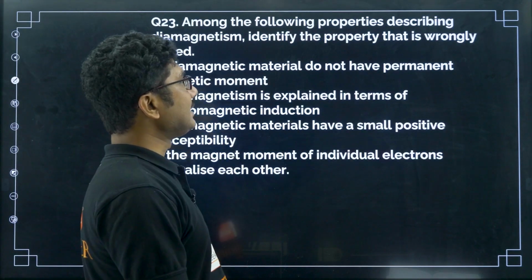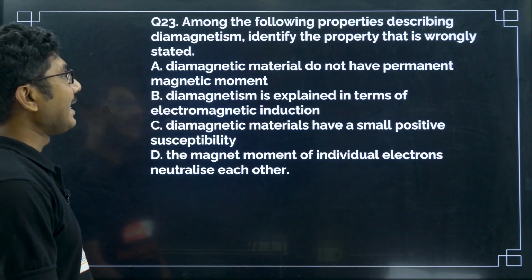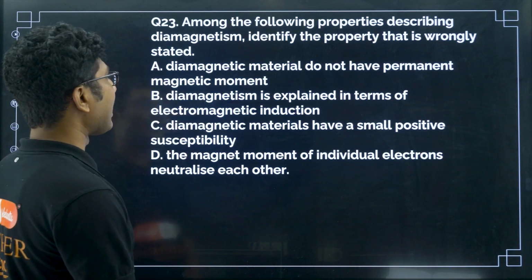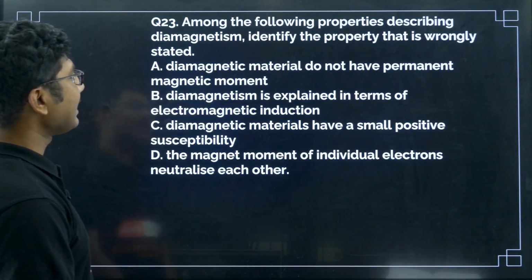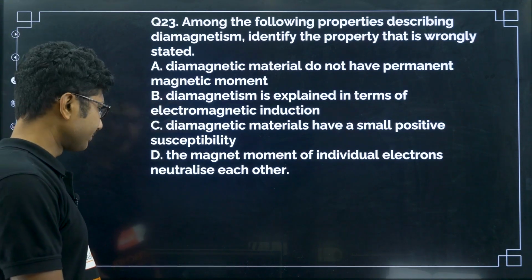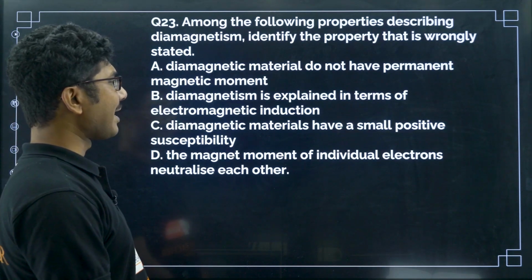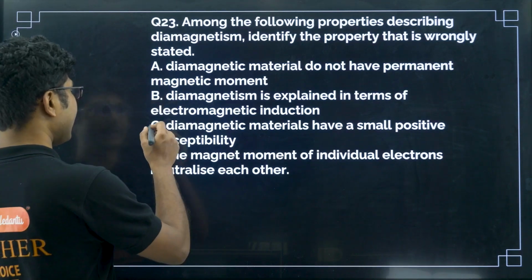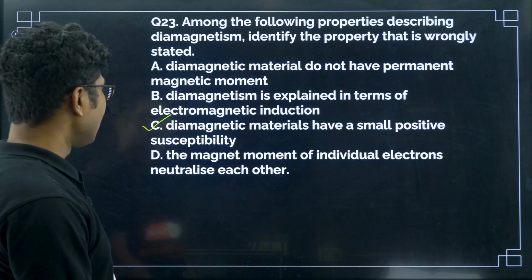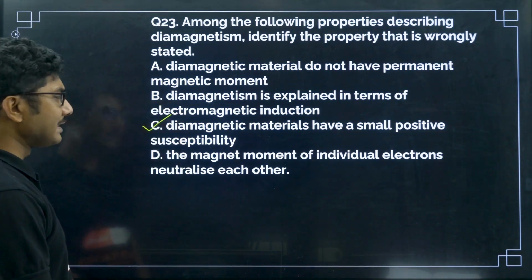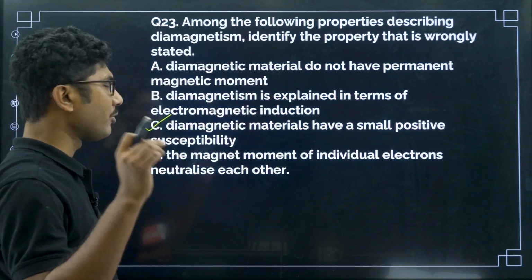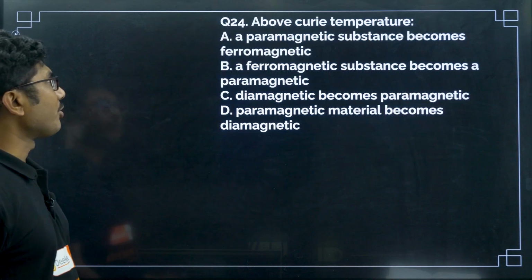Among the following properties describing diamagnetism, identify the property that is wrongly stated. A diamagnetic material does not have a permanent magnetic moment, obviously correct. Diamagnetism is explained in terms of electromagnetic induction, can be done. Diamagnetic materials have a small positive susceptibility, which is not correct. So this should be our answer. The magnetic moments of individual electrons neutralize each other, that is also correct for diamagnetism. So the only wrong statement is that diamagnetic materials have a small positive susceptibility. This is the correct option.